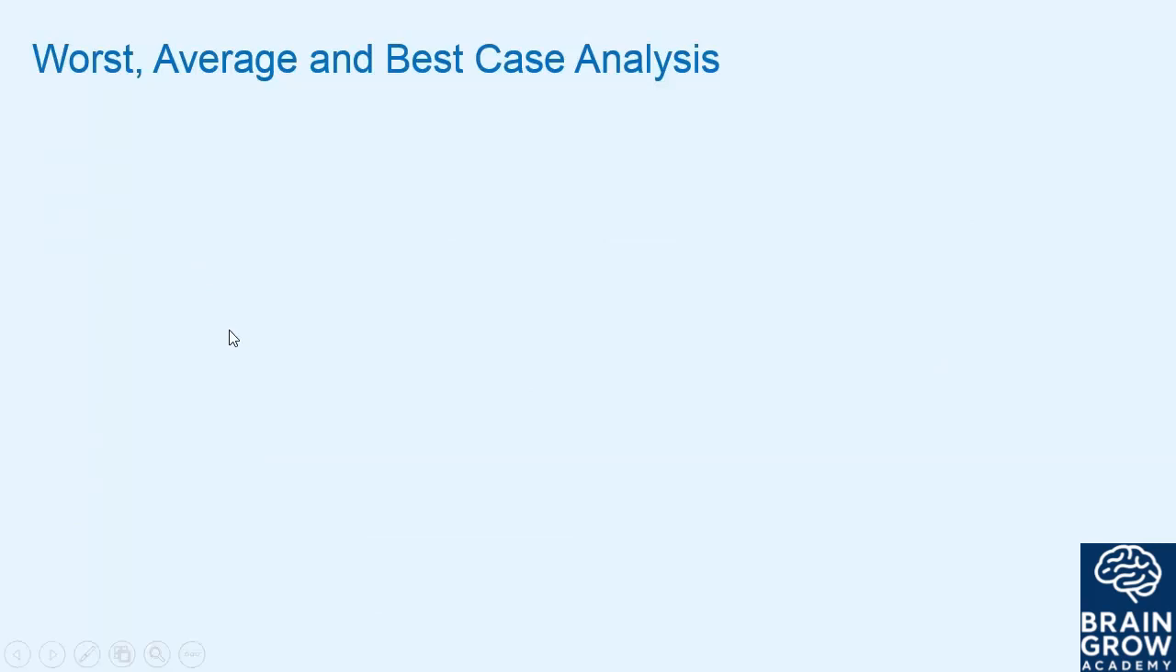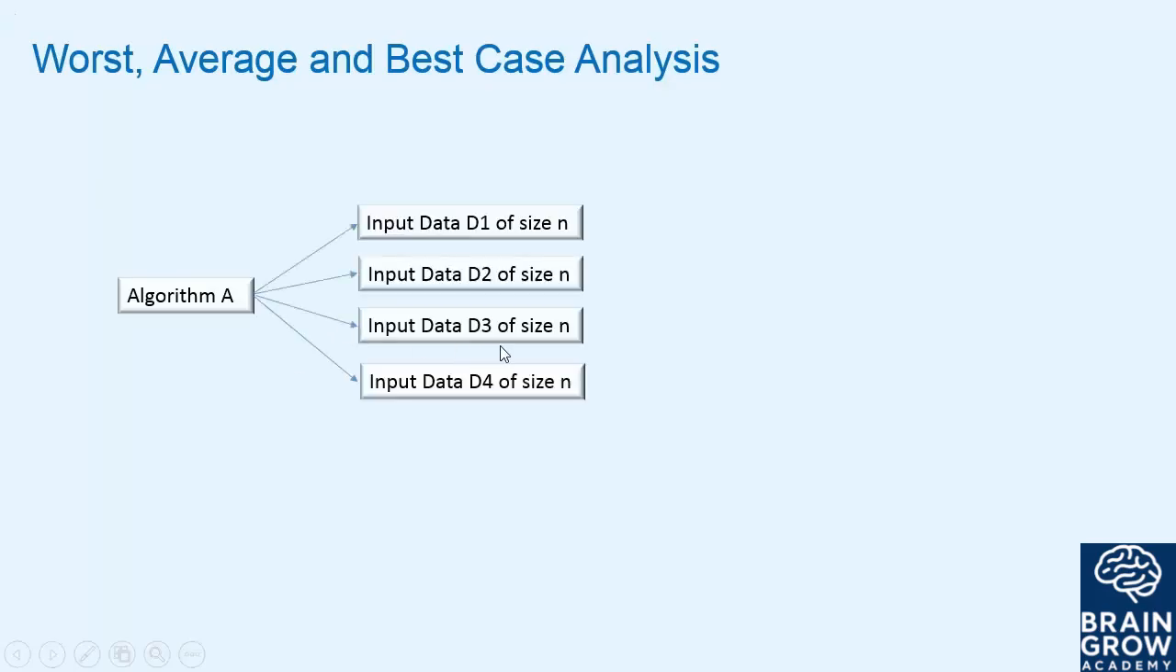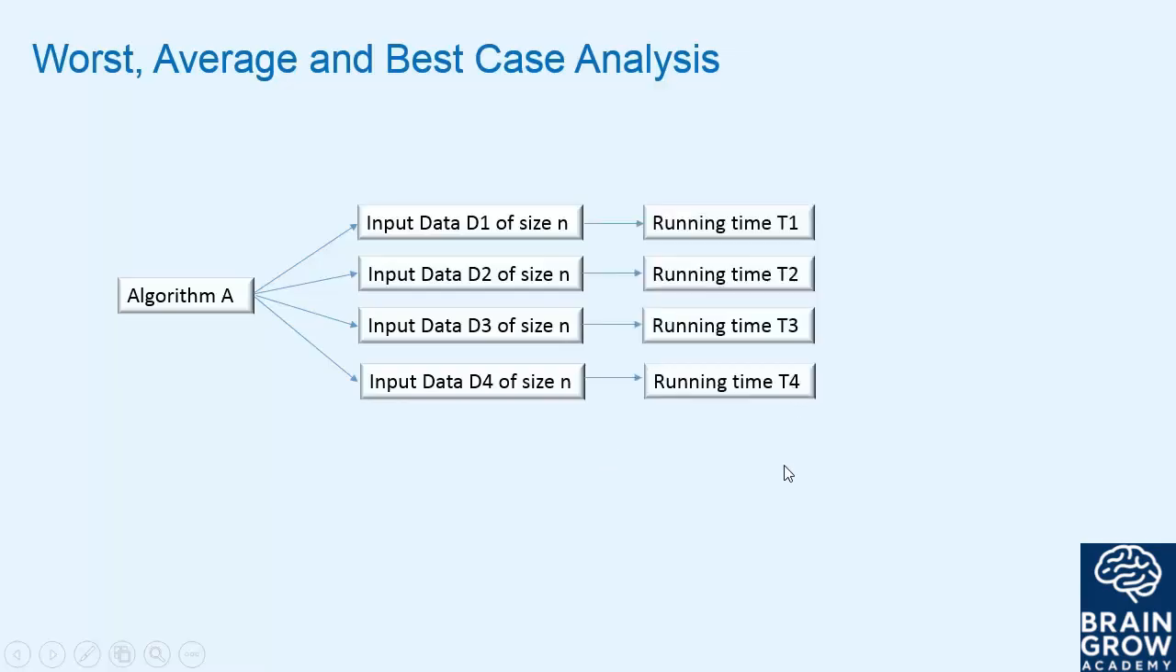We have seen that the running time of an algorithm depends on the input size. But some algorithms might take different running time for different inputs of same size. In these algorithms, the running time depends on the type of input data also. For example, suppose we have an algorithm. These are the different input data sets and all are of size n. The running time taken in all these cases is different. So we can say that behavior of this algorithm depends upon the size of input as well as type of input.